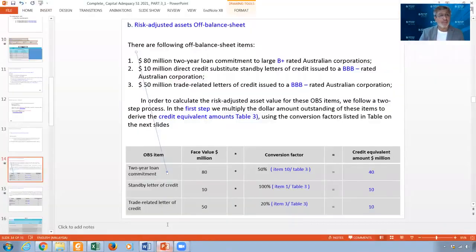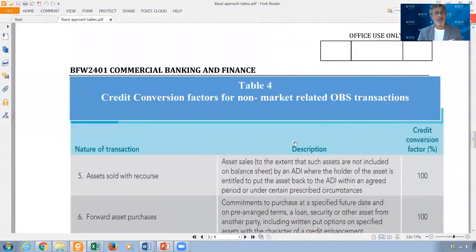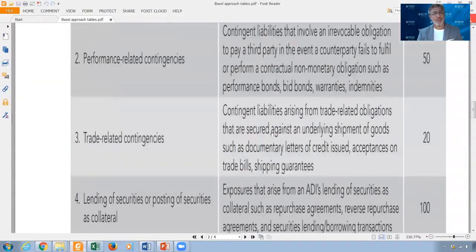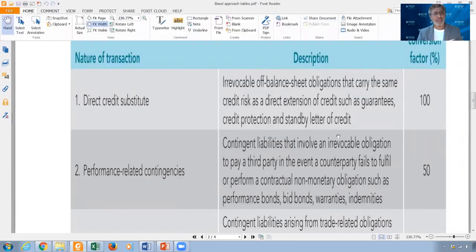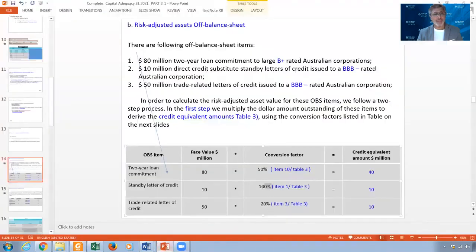What about ours? Ours is actually 2 years. So for sure, I take the 50%. Now, standby letter of credit. Standby letter of credit is actually coming in item 1 in table 3, which is this one. You have to have the tables in front of you. So this is the standby letter of credit. It's over here, standby letter of credit, and it is 100%. So when I go here, I multiply by 100%.